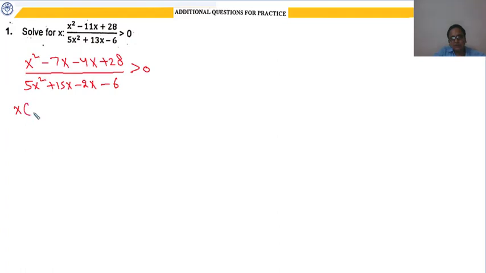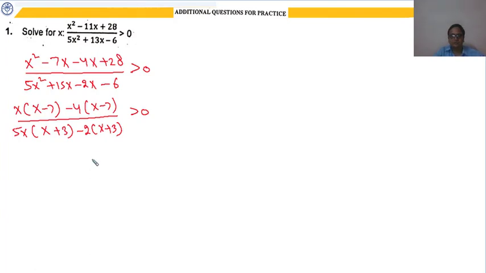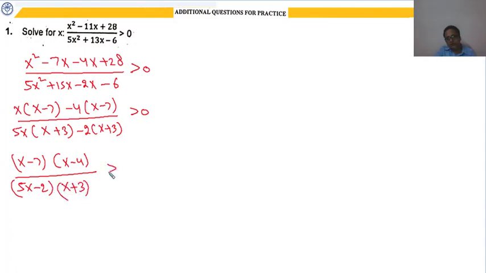So we simplify the numerator part. We take x as common. It's x minus 7, minus 4 is common, x minus 7. In the denominator we take 5x as common. It becomes x plus 3, minus 2 as common, x plus 3. This is greater than 0. So x minus 7 into x minus 4 upon 5x minus 2 into x plus 3 is greater than 0.